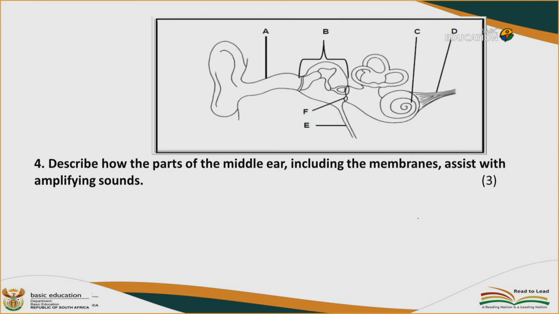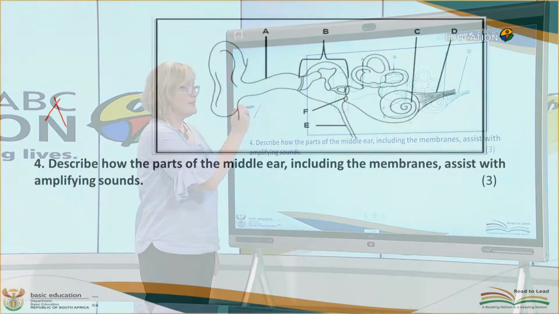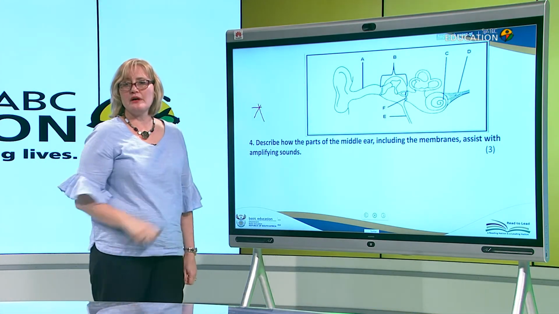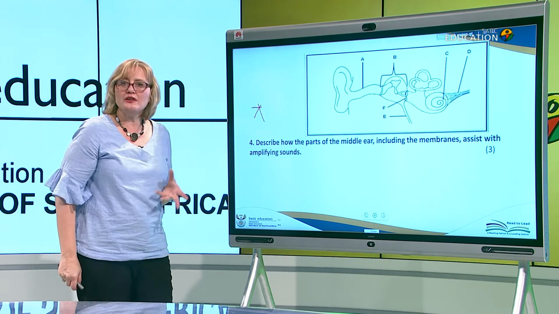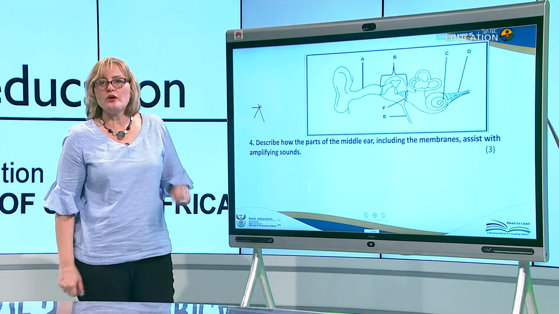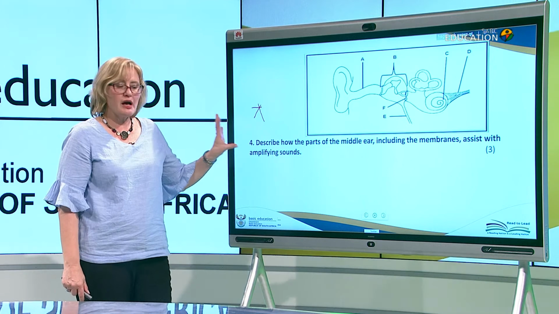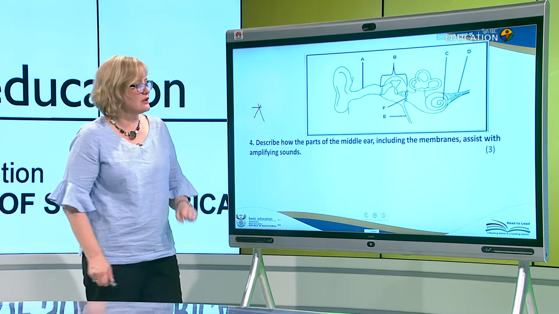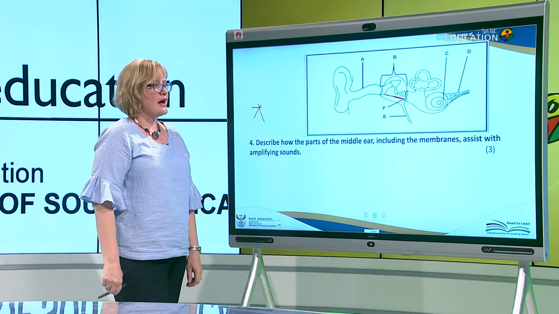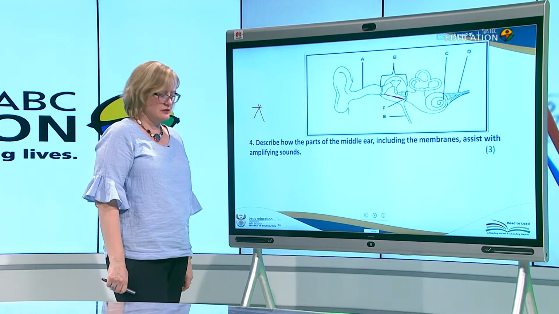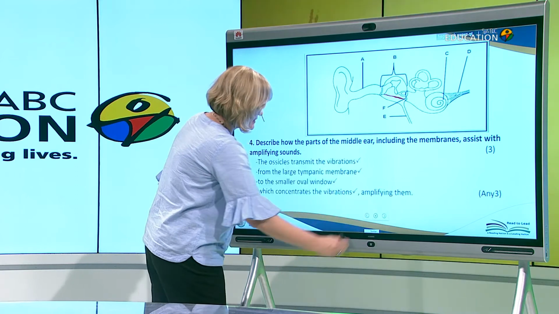Next question. Same diagram. Describe how the parts of the middle ear, including the membranes, assist in amplifying sound. Aha! This one was taken from paper November 2018, and they found that children couldn't answer this question, and that's why it was in the diagnostic report. Remember I told you about the amplification, the ossicles, right? How do they amplify the sound? Right? It's something to do with the tympanic membrane.